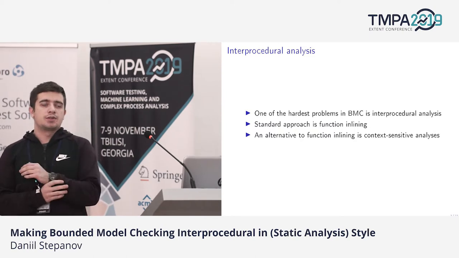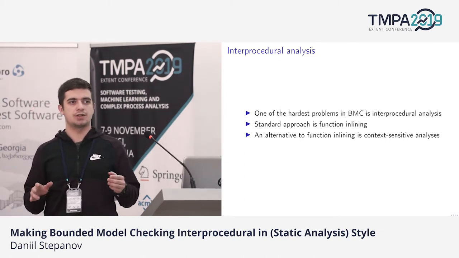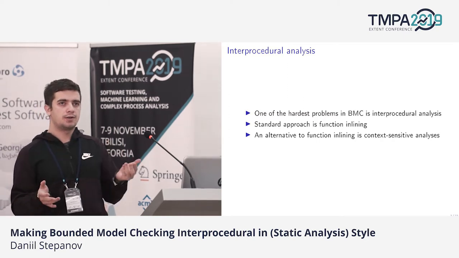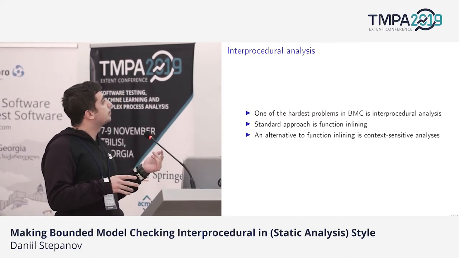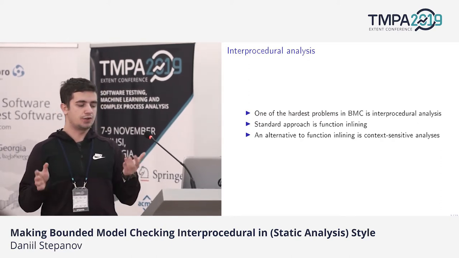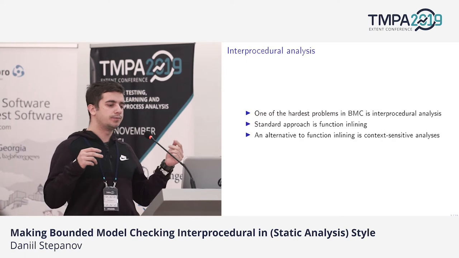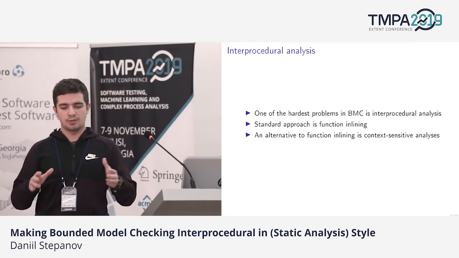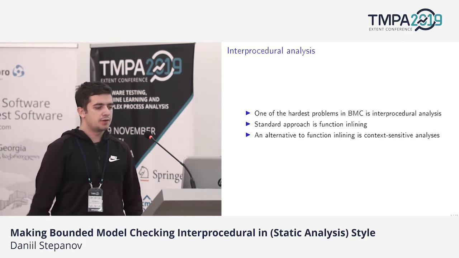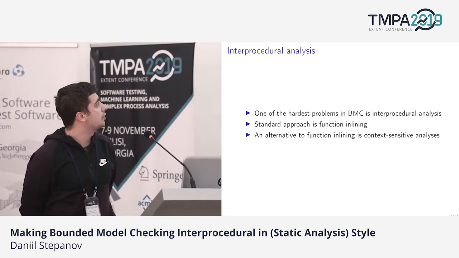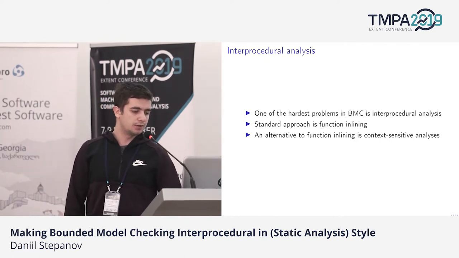One of the hardest problems in BMC is interprocedural analysis, because in a mode without interprocedural analysis, we get a lot of false positives, decreasing the precision of analysis. And if we apply the standard approach of function inlining, we can meet the program state explosion problem. It leads to the impossibility of program analysis because of the size and complexity of the unrolled and inlined program. An alternative approach to function inlining is context-sensitive analysis, which we tried to implement in the bounded model checking algorithm.